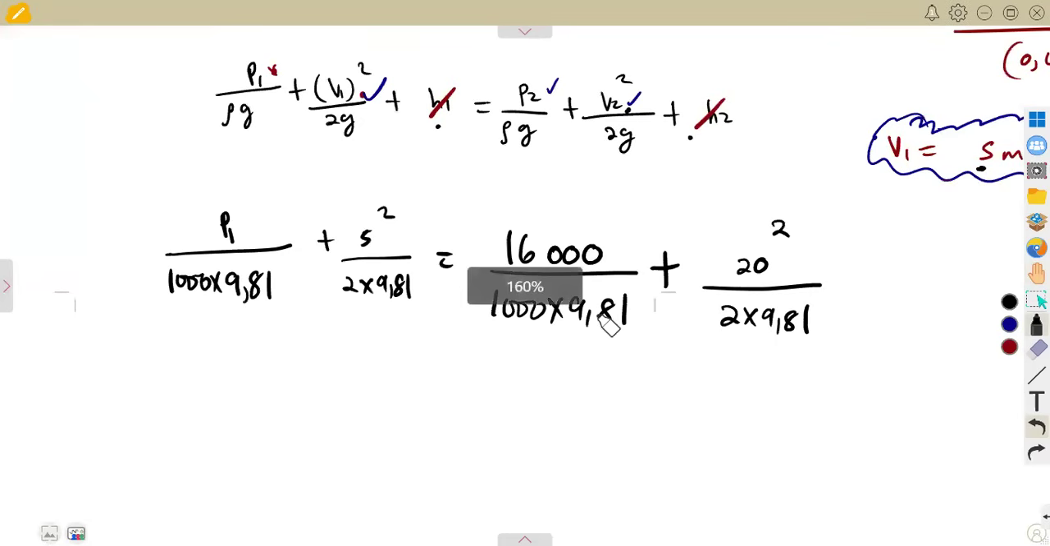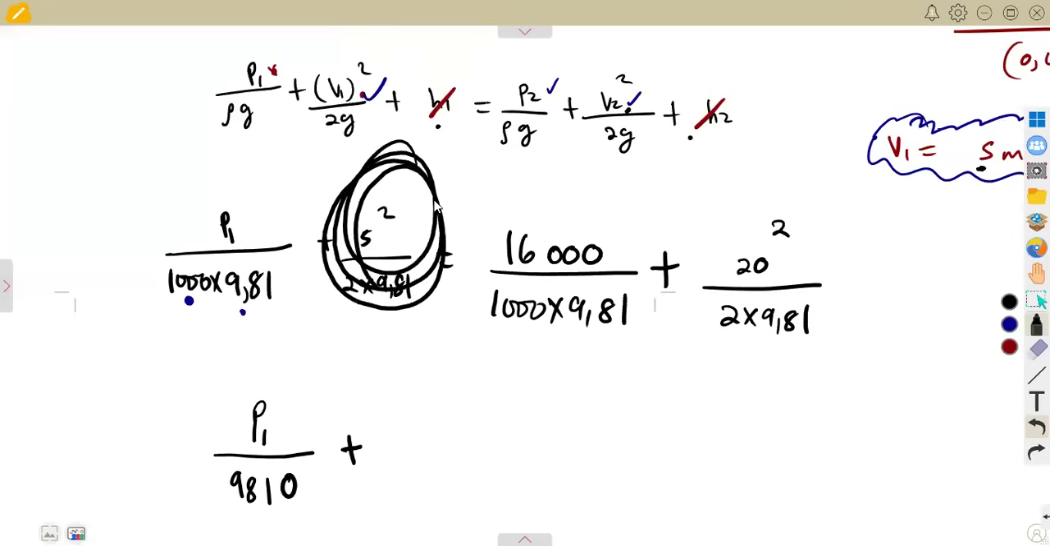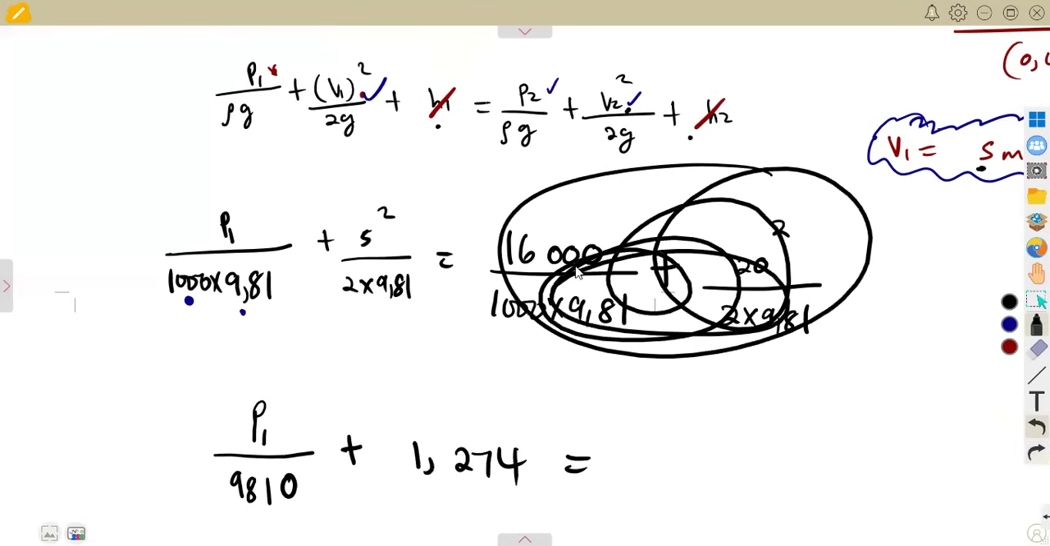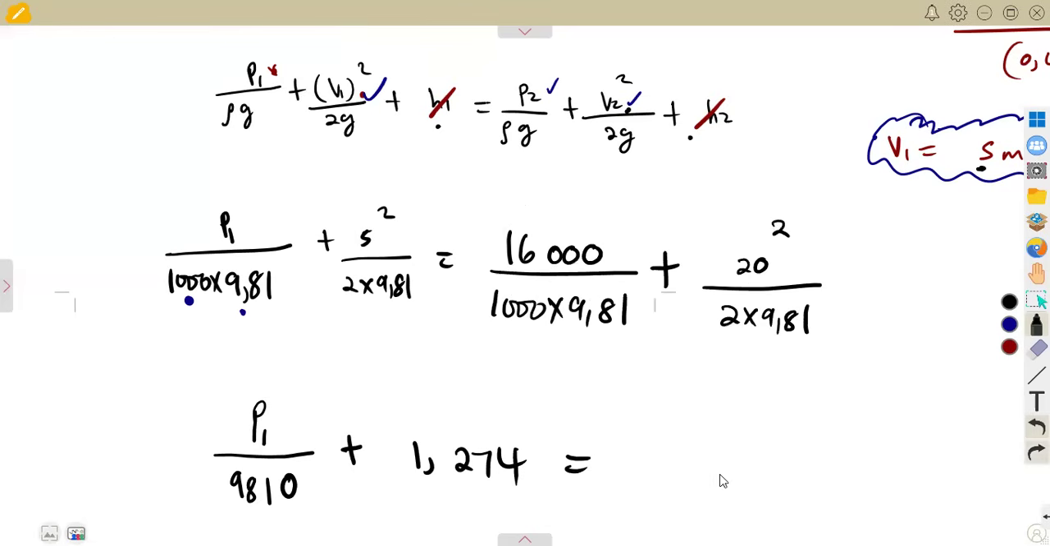You can simplify this, like I said. Yes, you can have it as a decimal, but as for me, guys, I love just multiplying these two: 1,000 times 9.81. You have answers which are fine there. This is going to be 9,810 plus, then just simplify this part here: 5 squared over 2 times 9.81, which is just going to be 1.274, equal to the right-hand side. Simplify everything on your calculator on the right-hand side. This is going to give us something like 22.018.